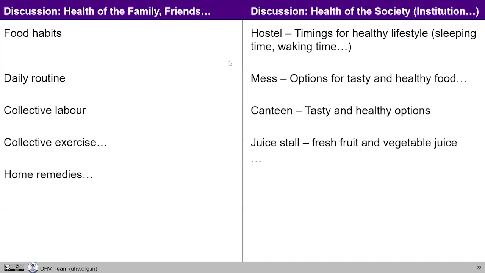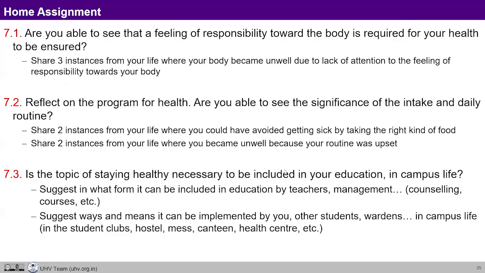And then we can have some further discussion about the food habits, daily routine, collective labor, collective exercise, home remedies. So what we can do for the hostel, for the mess, for the canteen, for the fruit stall or juice stall, and then the home assignment. So this is something similar.